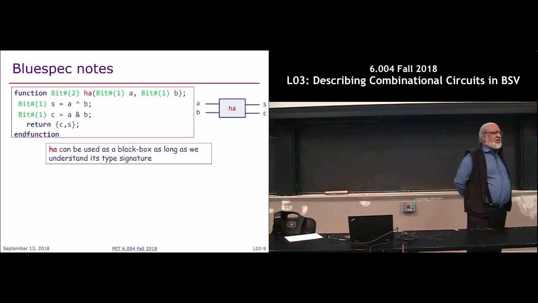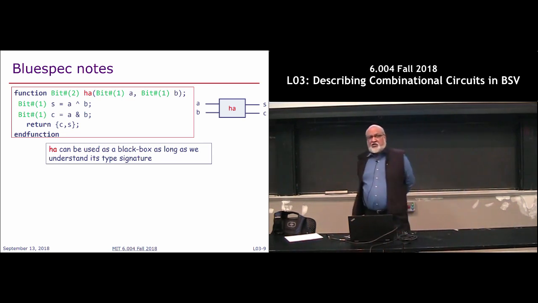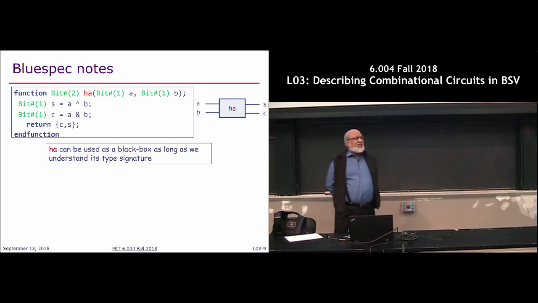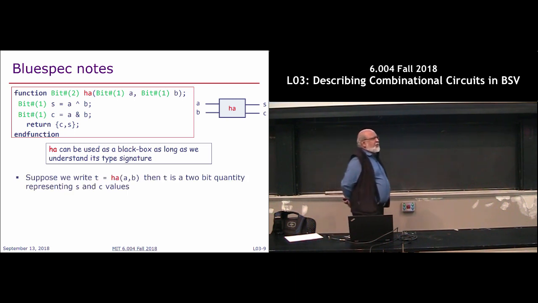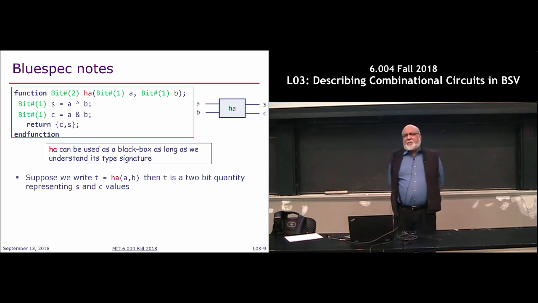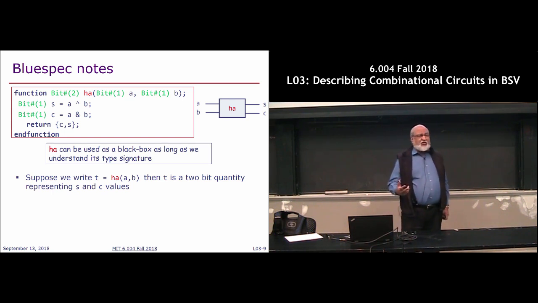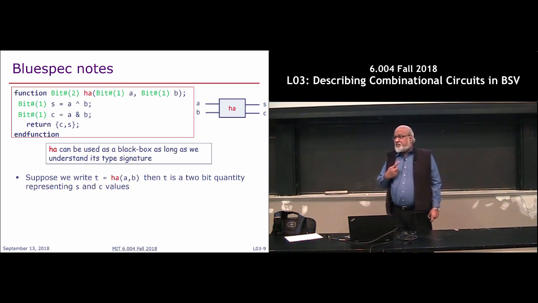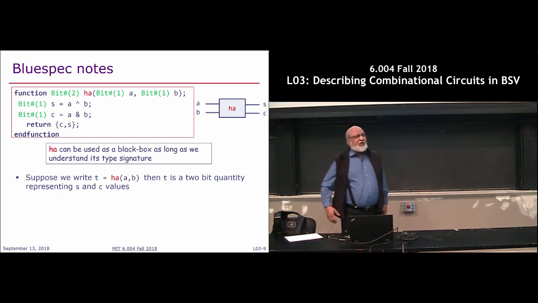All combinational circuits ultimately can be expressed as Boolean functions. You put in something and you get some bit pattern out of it. Now suppose I write T equals half adder of A B. So how big is T? 2 bits, right? How do I know that? I declared it. When I wrote down my half adder, I said it returns 2 bits.